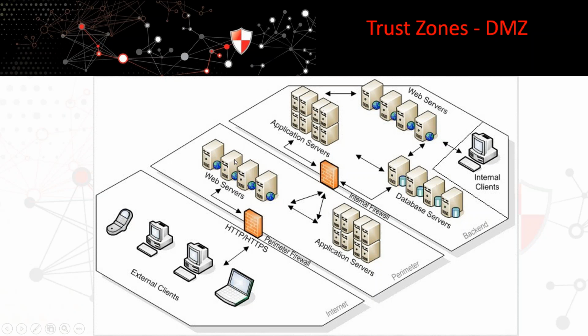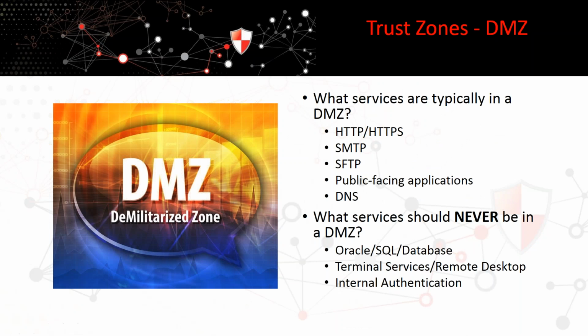But the question you might be asking yourself is, well, okay, based on that, what should be in a DMZ and what shouldn't be in a DMZ? And that's really the most important part of this. Services that you should typically find in your DMZ are anything that's HTTP or HTTPS, so your web services. Anything that's forward-facing, where you need to give information out to a user on the internet, should be there, simply from a web processing perspective.